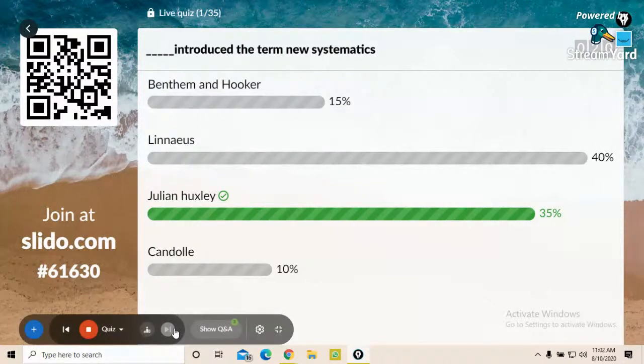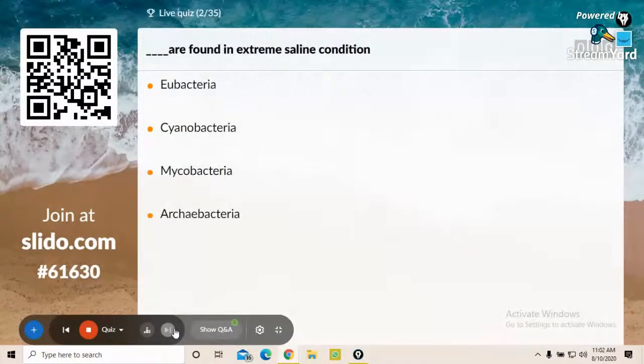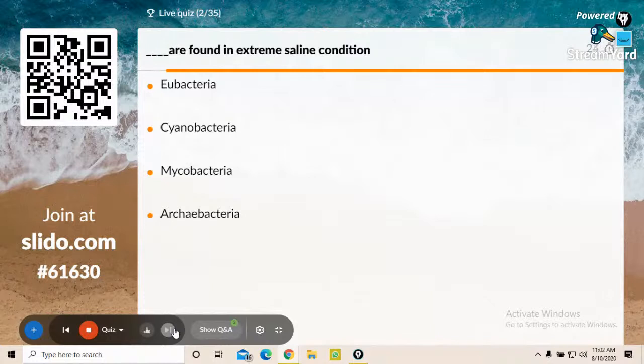Second question on the screen. Dash are found in extreme saline condition. Option A, eubacteria. Option B, cyanobacteria. Option C, mycobacteria. And option D, archaebacteria.